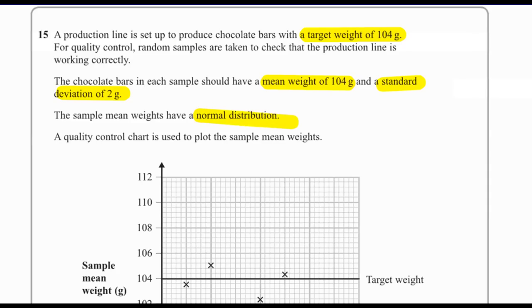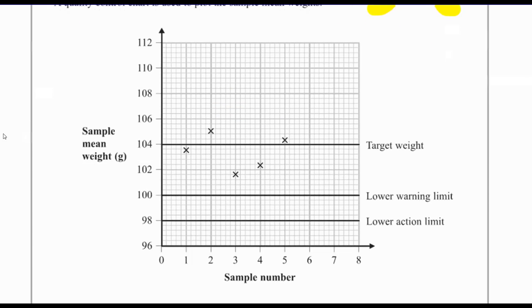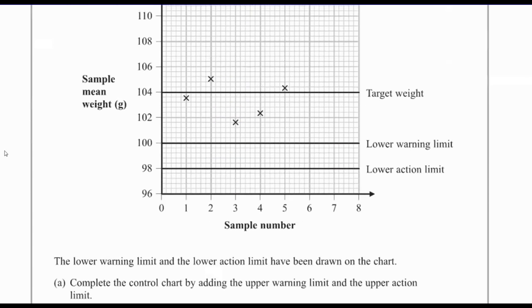Remember what we talked about a few questions ago? The bell shape. A quality control chart is used to plot the sample mean weights. The lower warning limit and the lower action limit, shown here, have been drawn on the chart. Complete the control chart by adding the upper warning limit and the upper action limit.